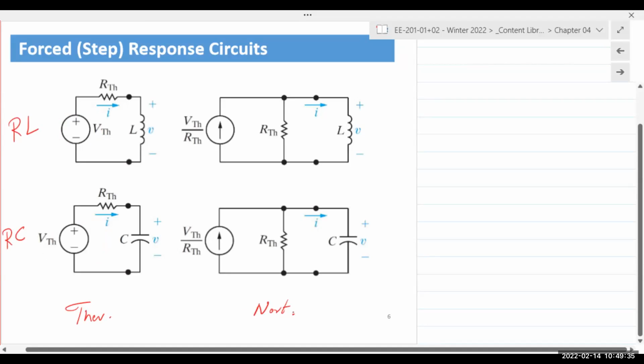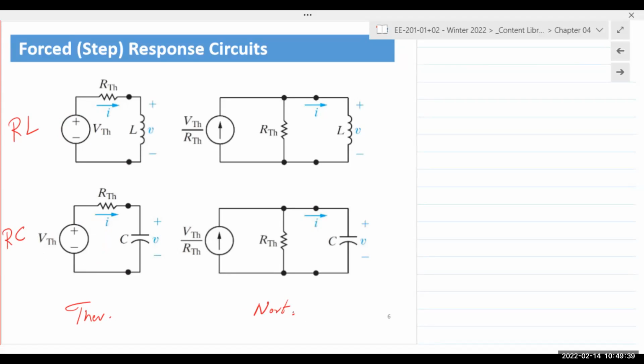And again, as I said, we can solve for both the voltage or the current. So if we want to solve for the voltage equation, we would draw the Thevenin equivalent circuit as seen by the capacitor or the inductor. If you want to solve for the current, you would draw the Norton equivalent circuit as seen by the component.